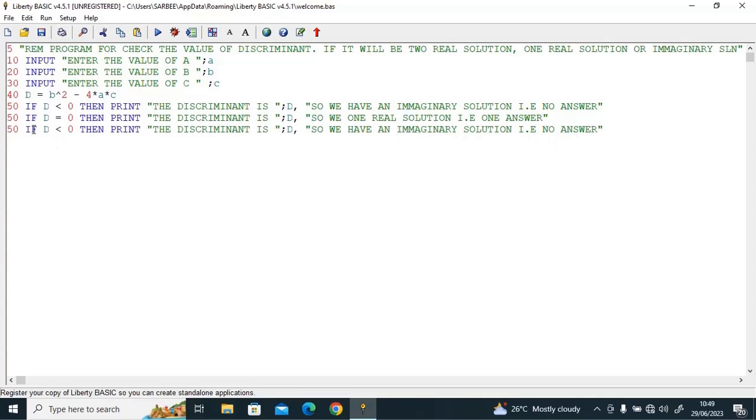Now if I make it on 60, then print discriminant is what? If it's greater than what? It's greater than 0. Then print discriminant is 0. So we have 2 real solutions. We have 2 real, just 2 answers. We have 2 real solutions. That is 2 answers.